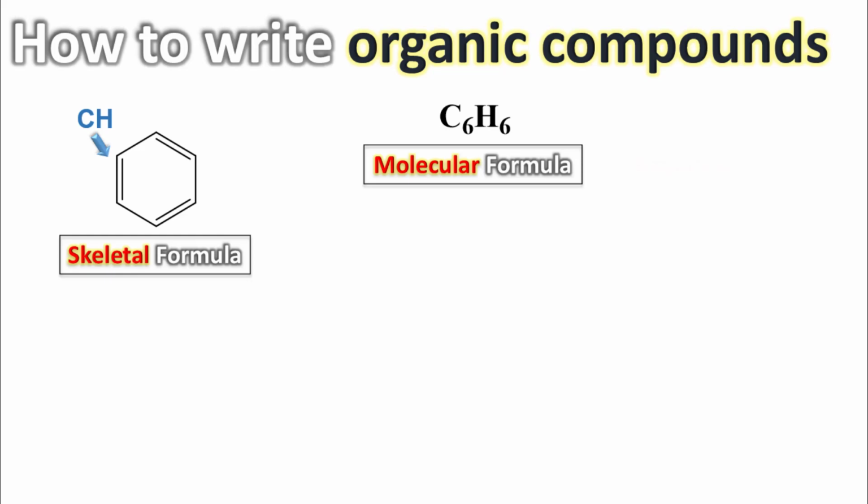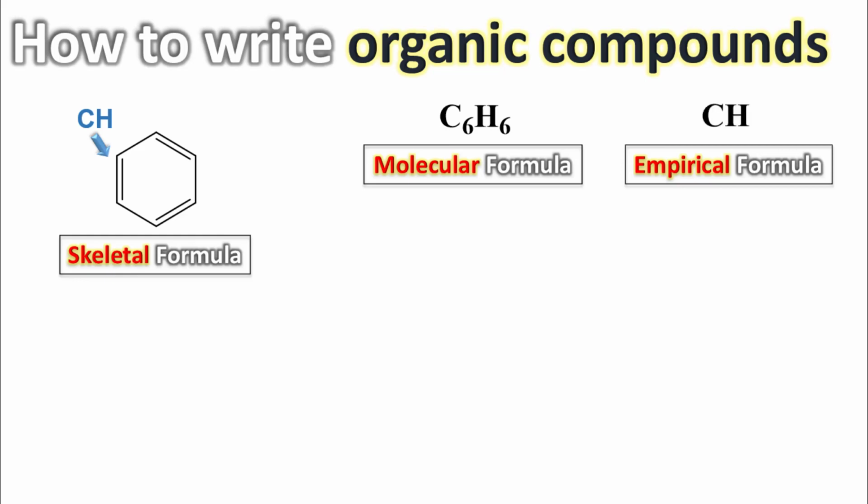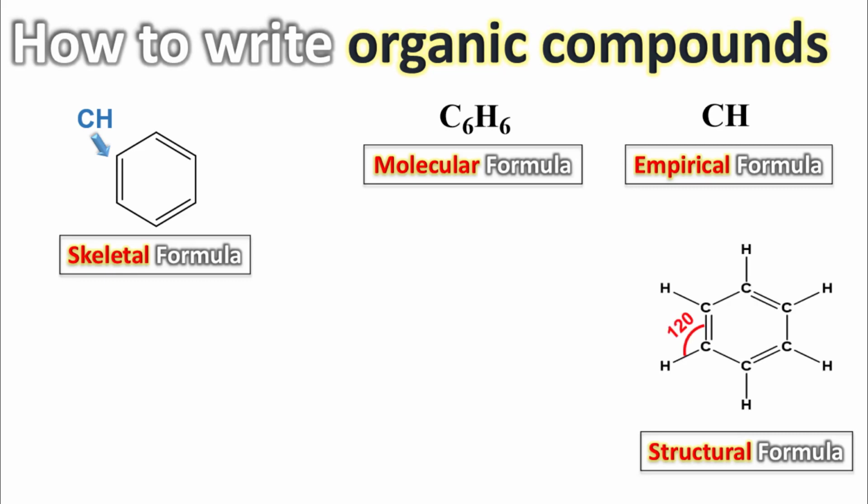Write the empirical formula by dividing the molecular formula by 6. So, the empirical formula of this compound is CH. To draw the structural formula, we appear all C-H bonds and represent each bond angle by 120 degrees, due to sp2 hybridization of all carbons.